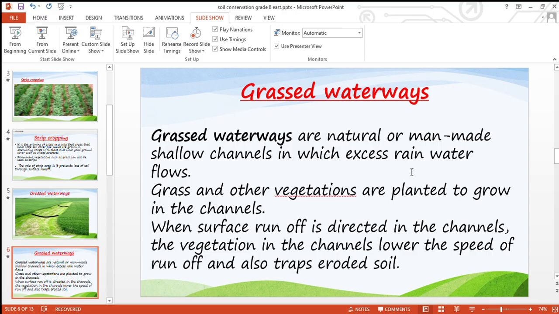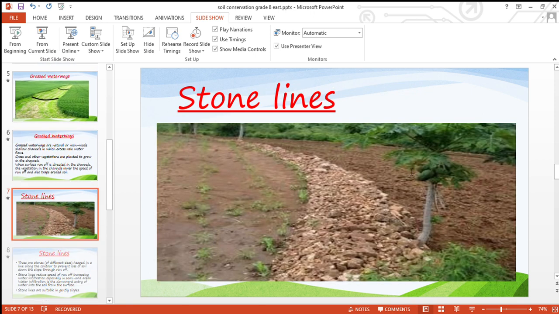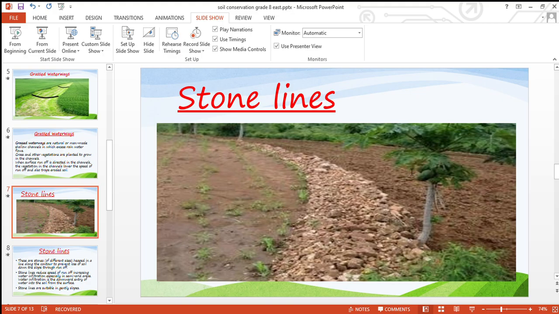Now it is very important you note that you may be asked to name 5 methods of soil conservation in your assessment. Don't forget grassed waterways. They are very important points for you to remember when you are doing your assessment. Are we together? Yes. Now, the other method of soil conservation that we are going to look at is stone line.